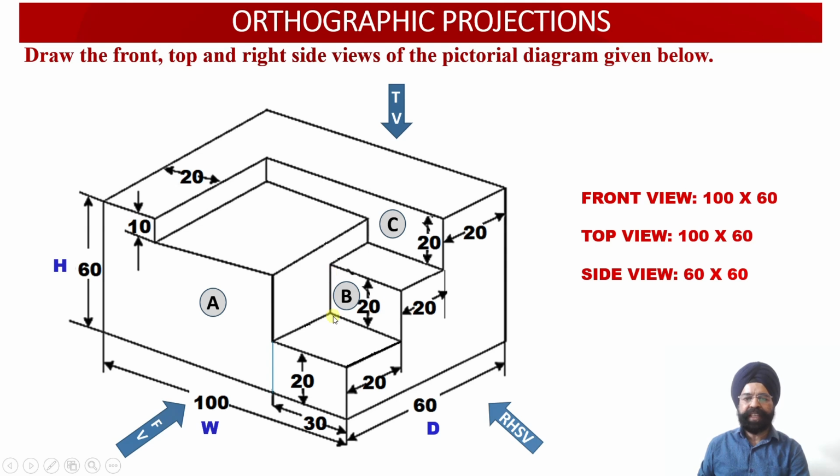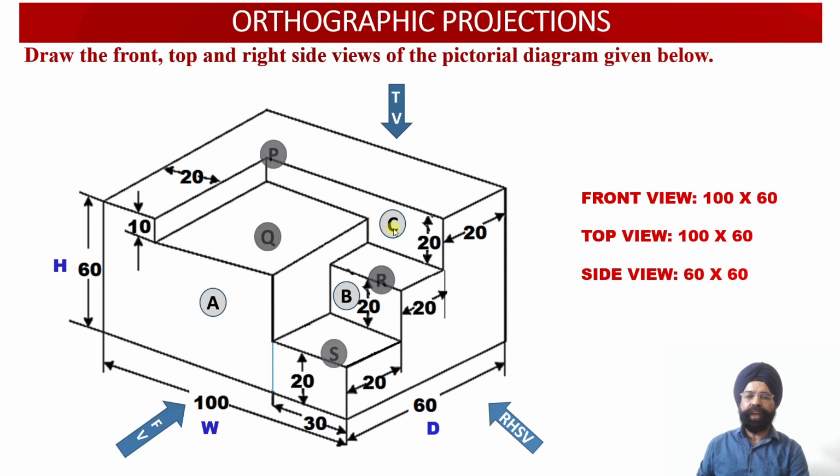Similarly, face B over here and face C, right? These two faces, B and C, are also parallel to the vertical plane. So we are going to obtain the true shapes of these two faces, B and C, onto the vertical plane. So in the front view, we are going to obtain the true shapes of the surface A, surface B and surface C.